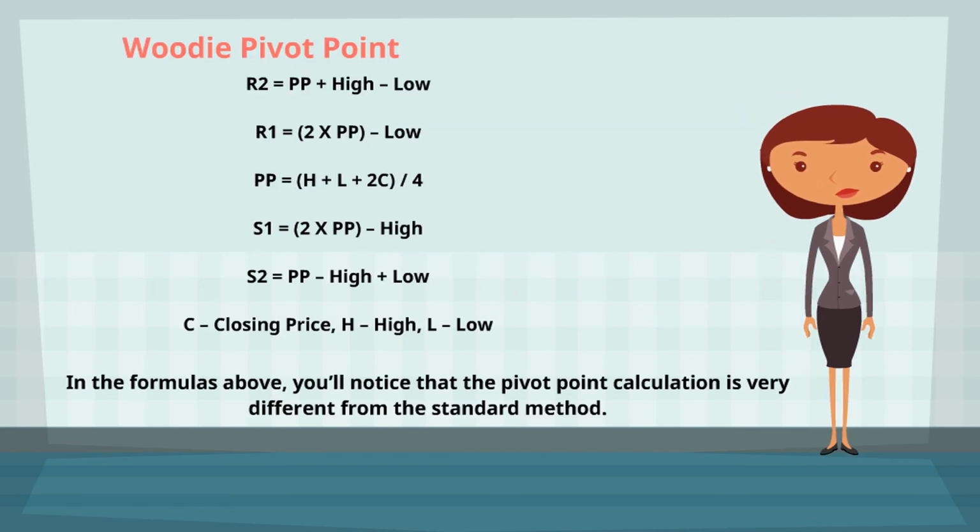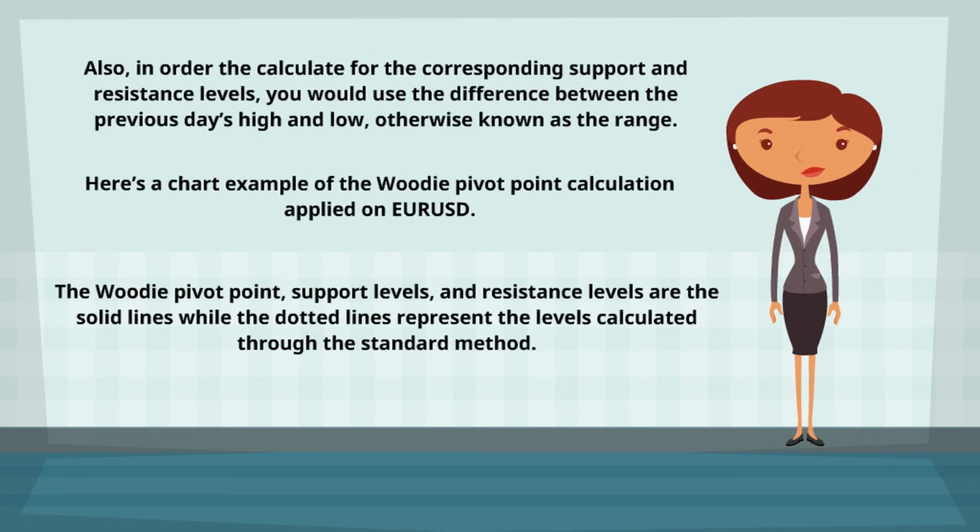Look into all the formulas mentioned here. In the formulas above, you'll notice that the pivot point calculation is very different from the standard method. Also, in order to calculate the corresponding support and resistance levels, you would use the difference between the previous day's high and low, otherwise known as the range.